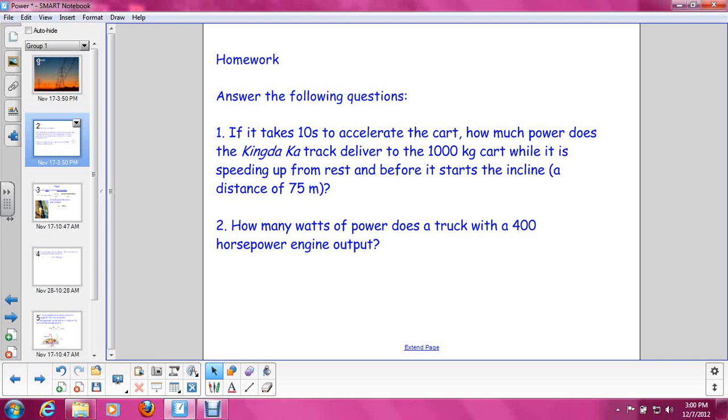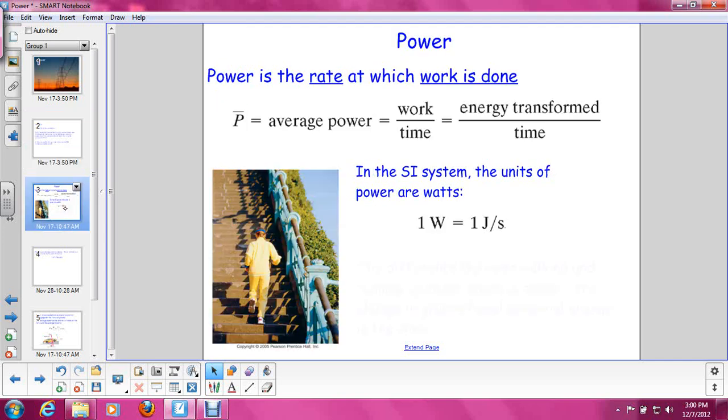So, power, what is it? It turns out that power is the rate at which work is done. So remember, work is what is done to an object when there is a force applied to it to move it some distance. Power is how quickly you can do that.